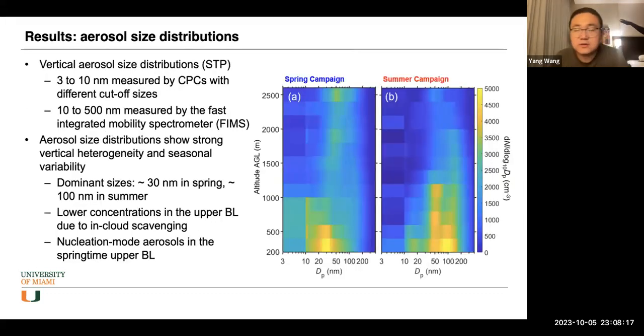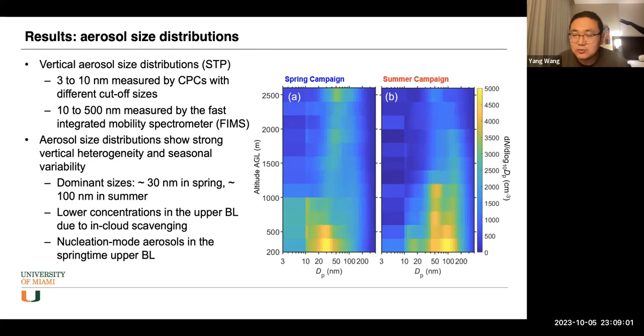First, we spent our time analyzing the aerosol size distributions. To show these, the x-axis is the aerosol size and the y-axis is the altitude above ground level, or AGL. The 3 to 10 nanometer particle size distribution comes from the difference between two CPCs that have different cutoff sizes, one at 3 nanometers and the other at 10 nanometers. The aerosol size distribution above 10 nanometers was measured by the Fast Integrated Mobility Spectrometer, or the FIMS. Here, the size distributions are averaged during the entire spring campaign and summer campaign.